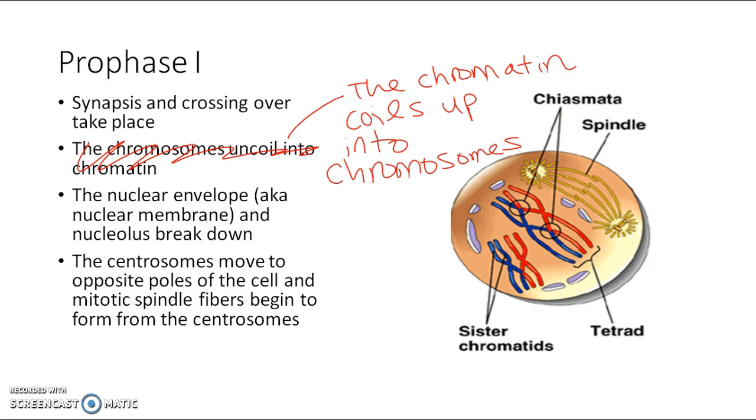In prophase, synapsis and crossing over do take place. I did make a mistake on your notes, and I said that the chromosomes uncoil into chromatin. It should actually be the other way around. The chromatin has to coil up into chromosomes, just like it does during prophase of mitosis. And once they're coiled up, then synapsis and crossing over take place. Okay, and we see that happening here with our two pairs of homologous chromosomes. They are crossing over. Okay, the nuclear envelope, which we see these little white fragments of, is going to break down. And also our centrosomes, which look like little stars, move to opposite ends of the dividing cell, and the mitotic spindle fibers start to grow from the centrosomes.